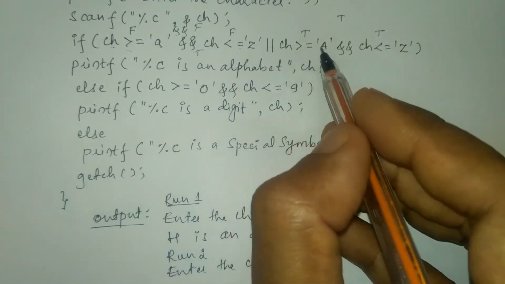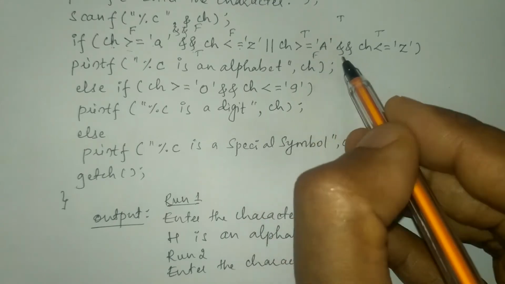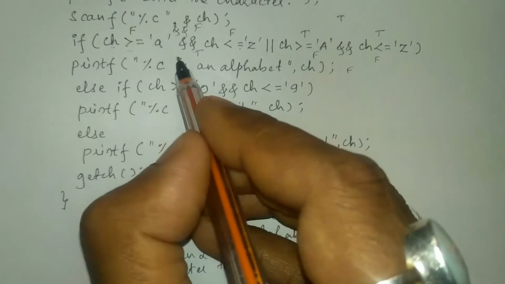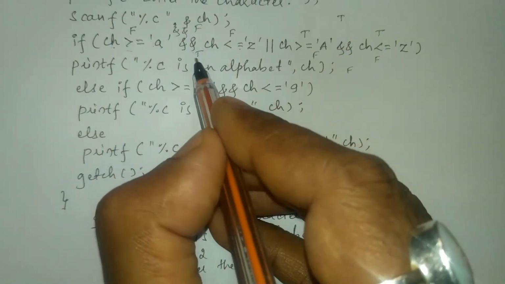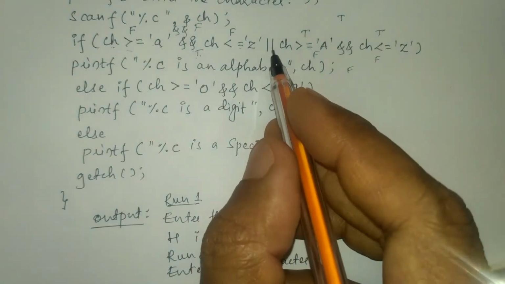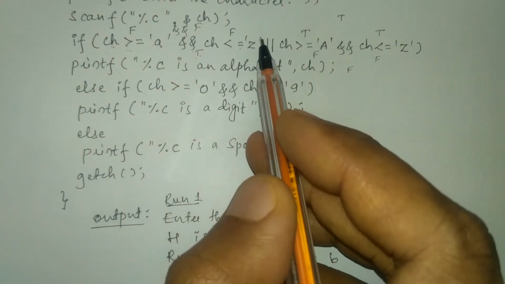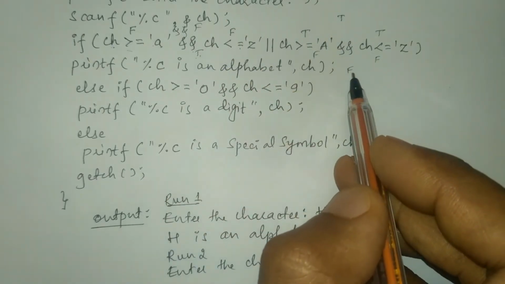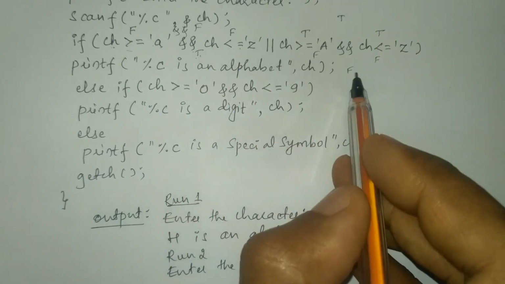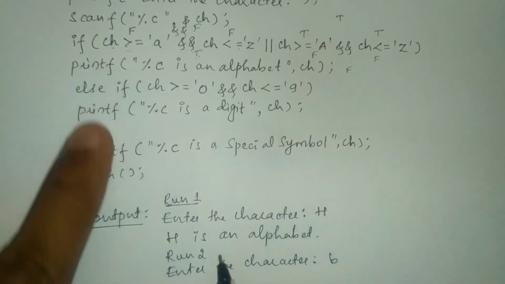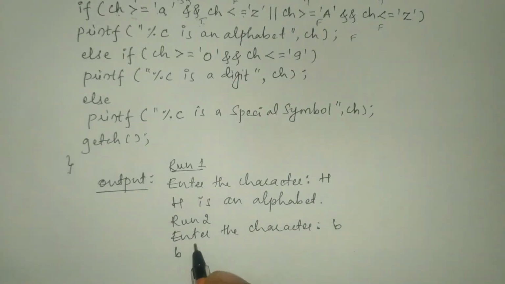Here you can see it is false. So this is false, false and false. This is also false. False and false is false only. Here you can see this is true, and true is true. True or false is again true only because of ORing. OR always results false only when both are false. Otherwise it is true. Here you can say it is true. This is true and this is false. True or false is true. Hence it is going to print the same statement, that is B is an alphabet.